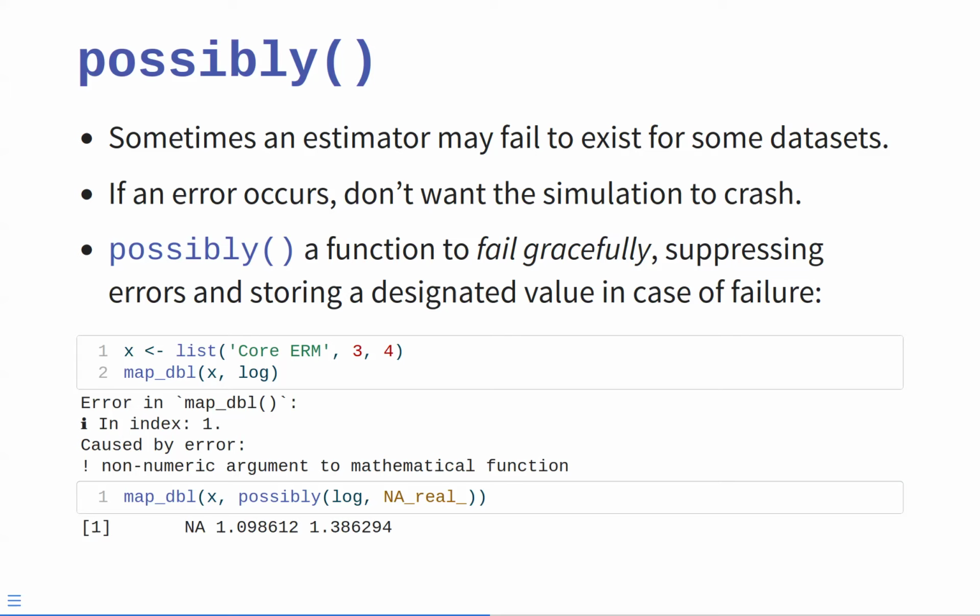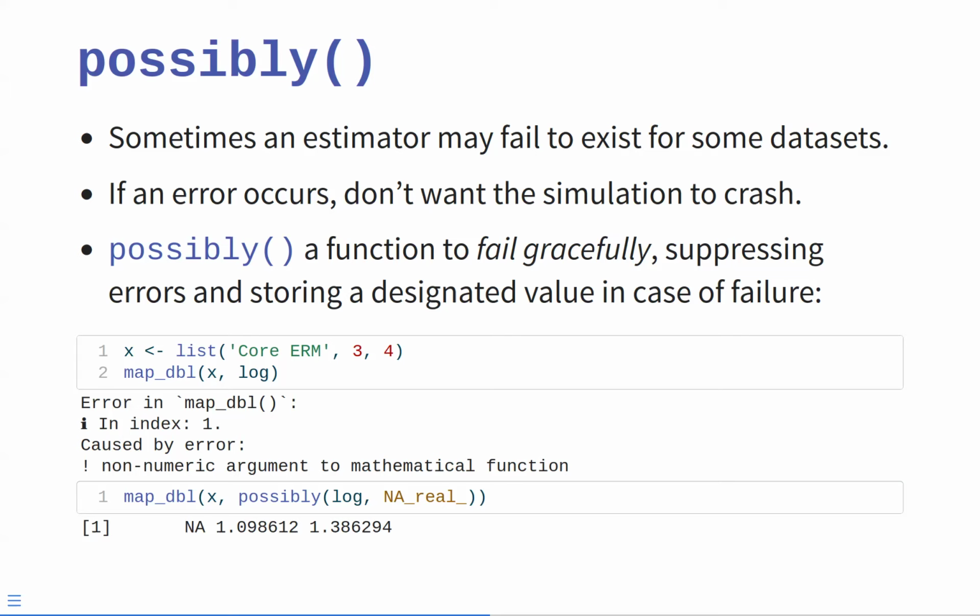So now let's try to use map_dbl. So I'm going to map_dbl x comma log. So I'm taking the natural logarithm of all of the elements of this list, and it fails. Notice how it fails. It doesn't give me the log of 3 and the log of 4. It doesn't give me anything because it has hit an error on the first try. And this is pretty irritating because maybe you would like to know the log of 3 and the log of 4. What possibly allows us to do is allows us to specify what should happen if the function that we're mapping fails.